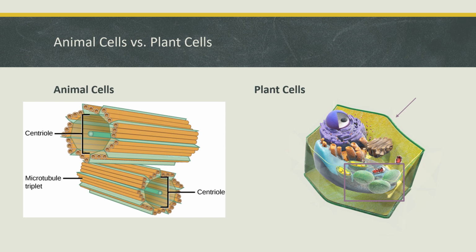Plant cells also have chloroplasts, seen here in this purple box, these green structures. And if you remember from General Biology 1, chloroplasts are the site of photosynthesis.